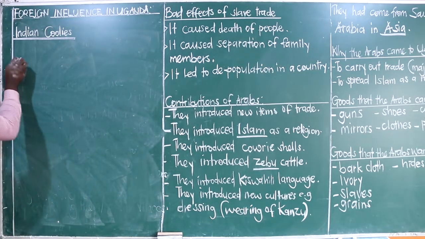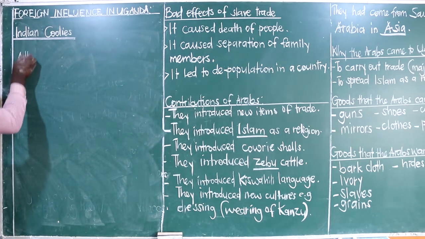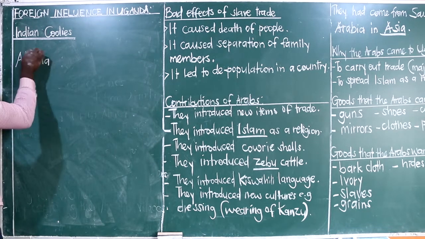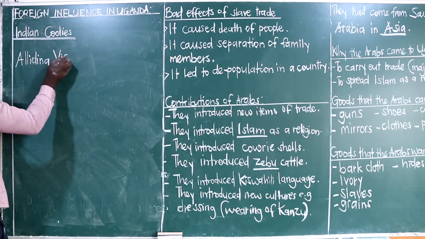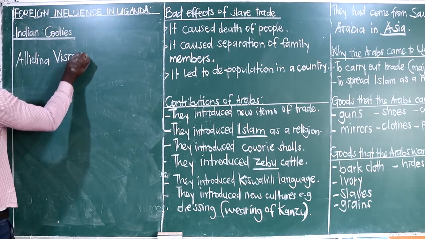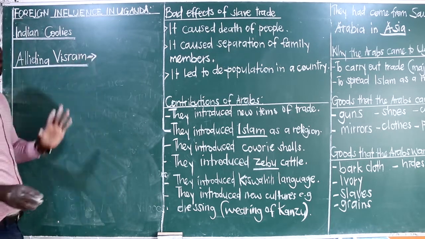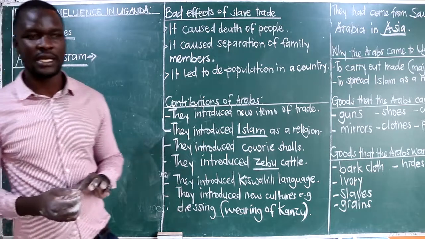Here we shall be able to bring the name Allidina Visram. Allidina Visram was an Indian. Actually, he was the first Indian to open up the first shop in Kampala.